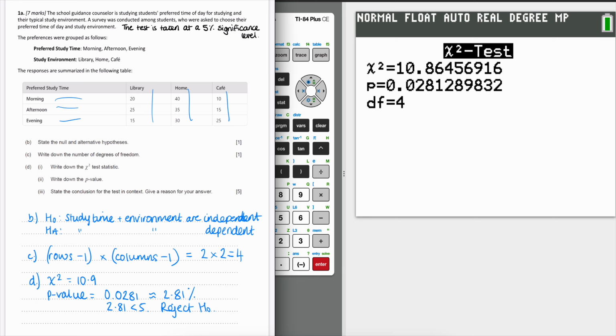And if you wanted to, you could also draw that into a little diagram. So we have our 5% significance value, and as 2.81 is over this side, the significance value is what decides whether we want the null or the alternate. And you can see there we're definitely in the alternate side.